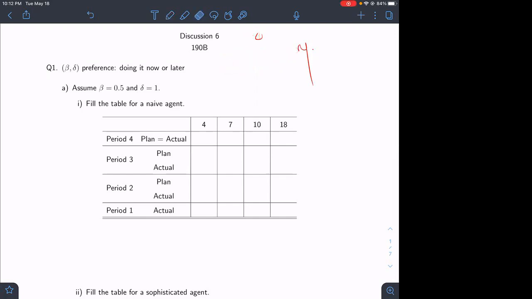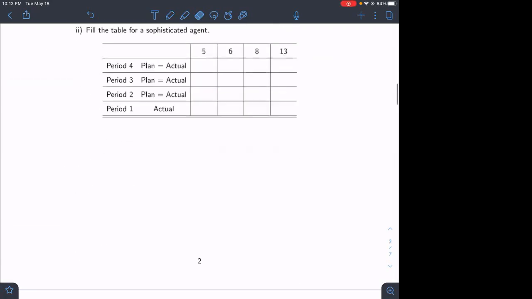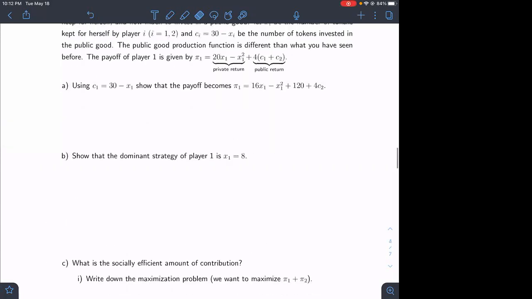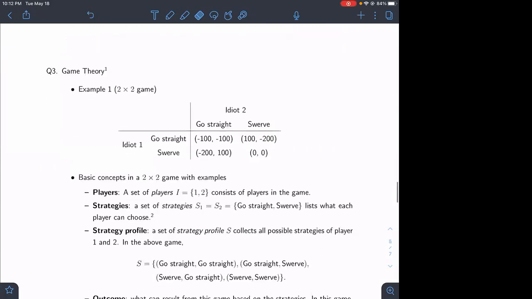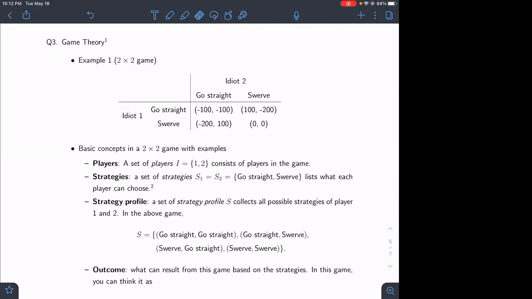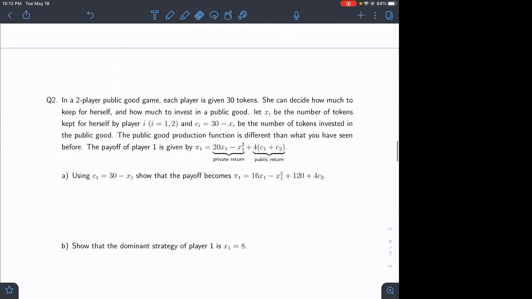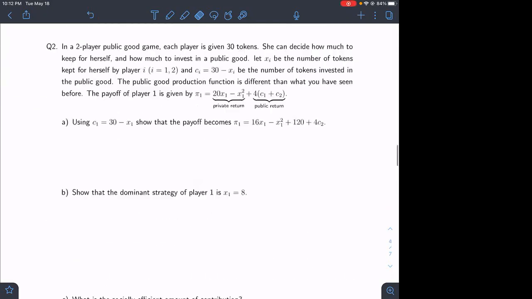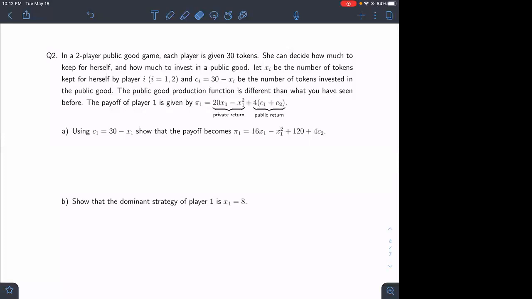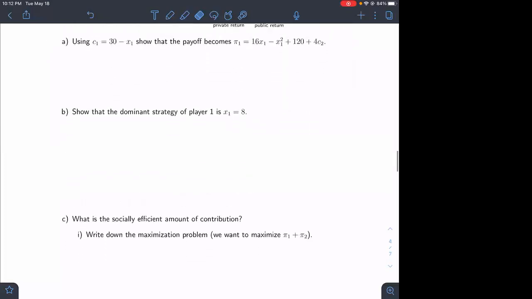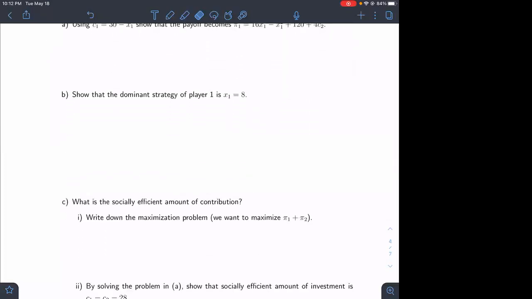Unfortunately, I was very ambitious when I was preparing this note. I was going to cover question 1, question 2 of the homework, and then also cover game theory. So in the previous section, I found out this is impossible. So I'm not gonna cover question 2 today. However, I'm gonna give you the answer key for this question.